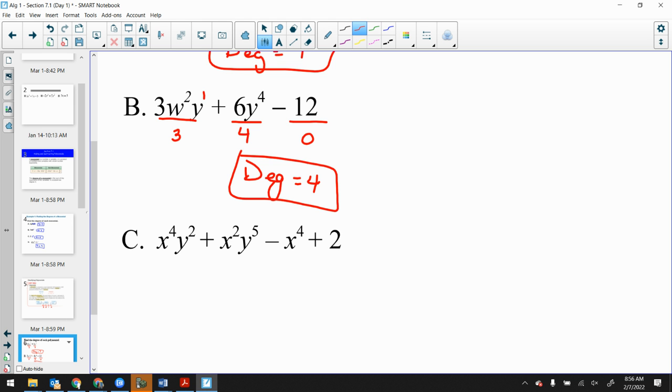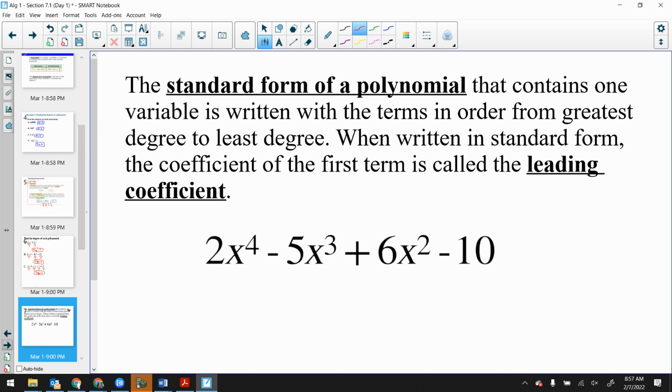Okay, what's the degree here? What's the degree right there? 6. What's the degree here? 7. Here? No. Here? 0. So what's the total degree of that polynomial? 7. Okay. So it's just like the highest number after you found each term. Yep. Okay, so now let's turn it over, and now we're going to talk about standard form.